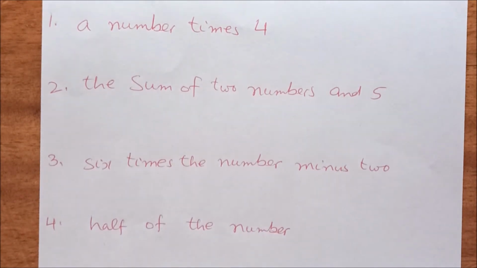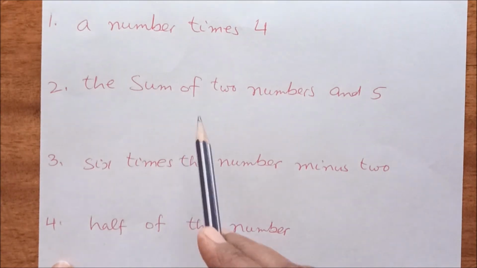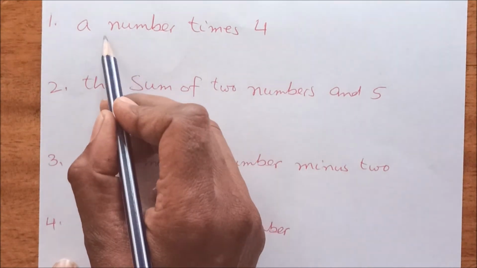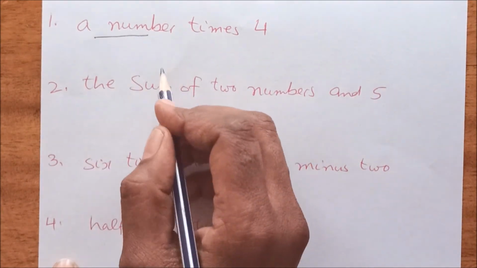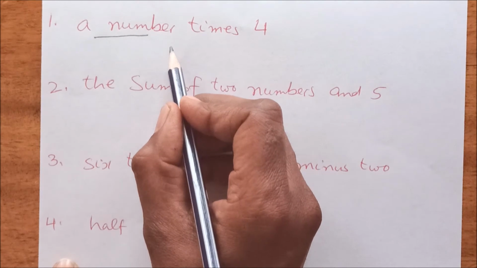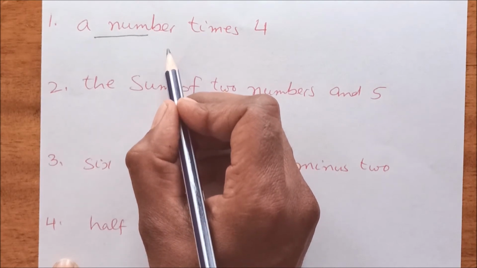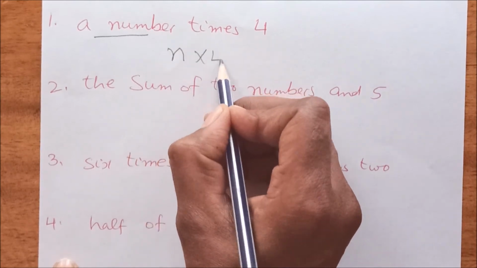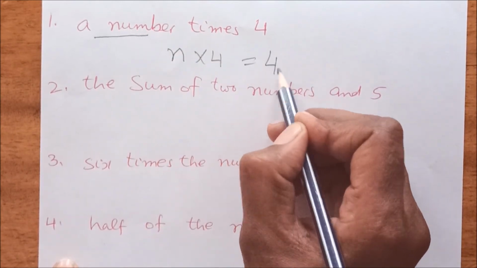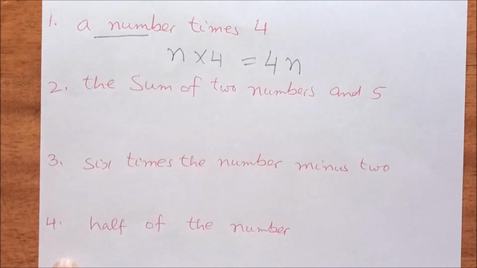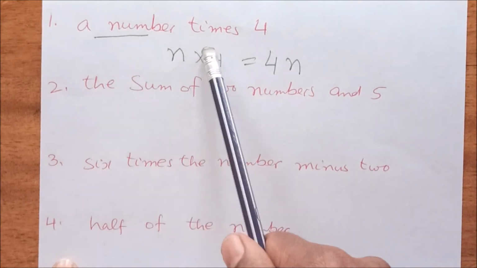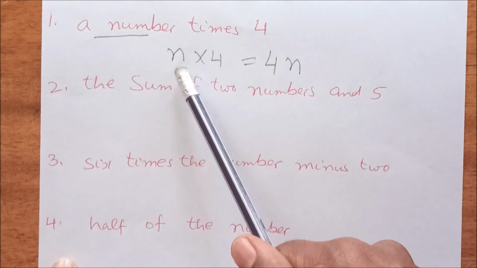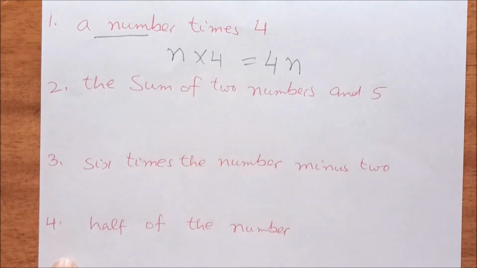Now let's see how we can form algebraic operations. You can see the first example, a number times 4. A number is unknown, so let's take any number. Let me take n, so n times 4 will be 4n. A number times 4, unknown times 4, that is 4n.